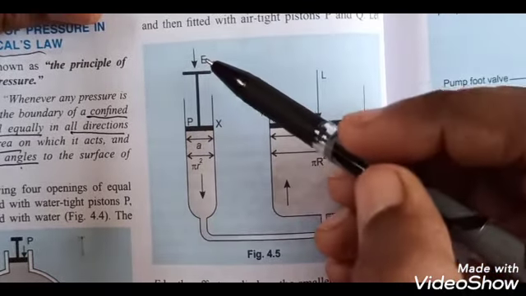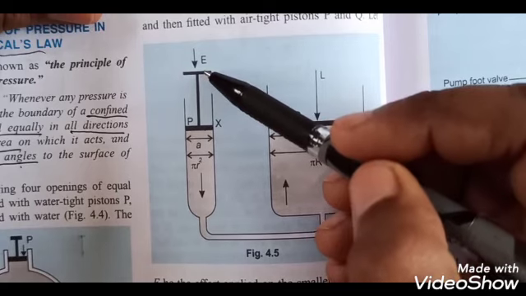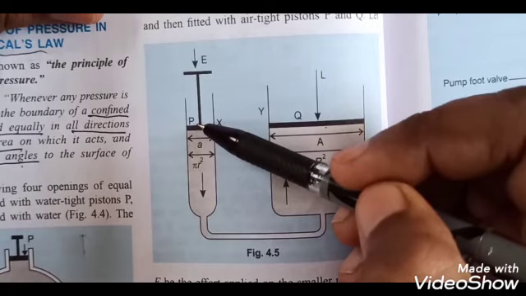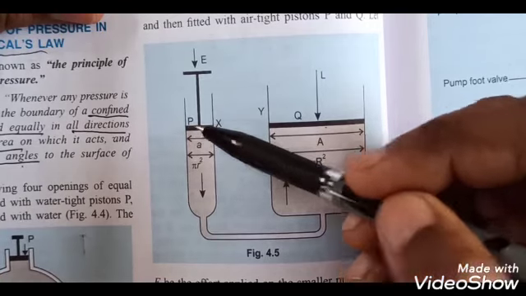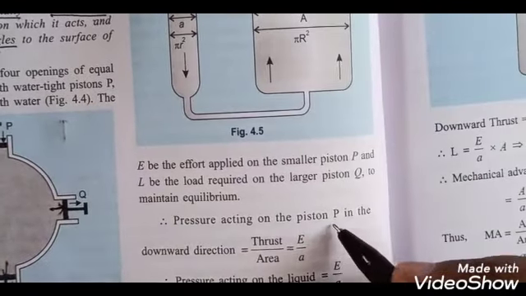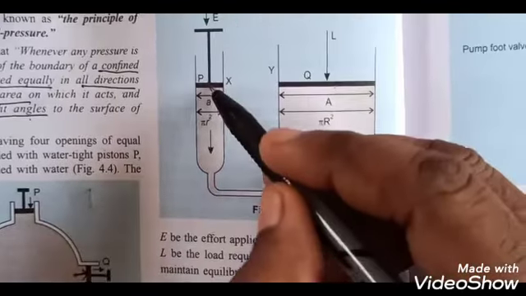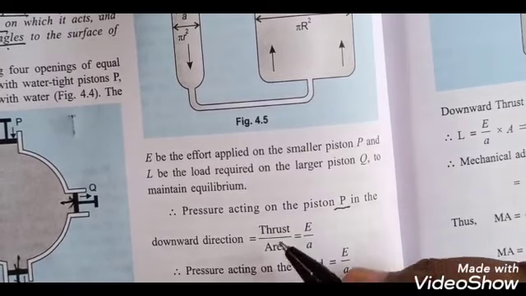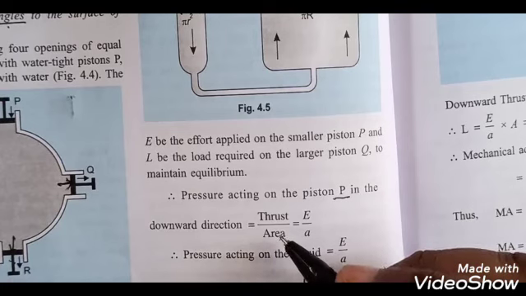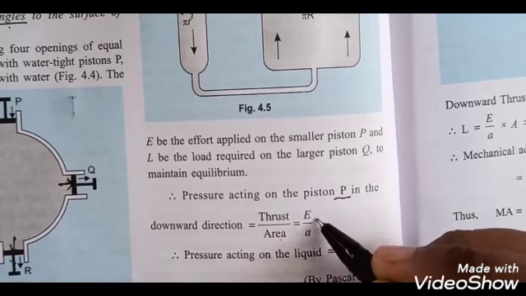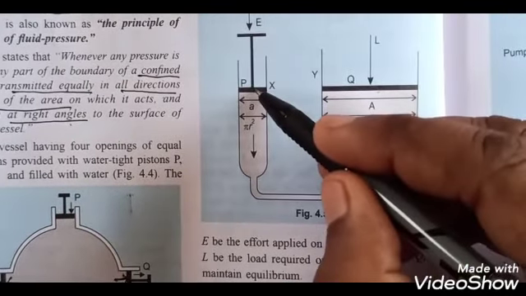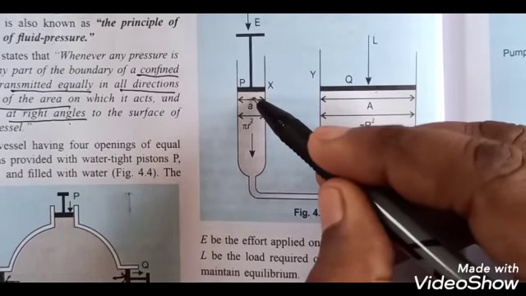Now E is the force acting on this piston. We apply force E on the piston. E is the effort applied, the force applied, right? When we apply force E on the piston, what is the pressure acting on piston P? Pressure is equal to force divided by area. And what is the force? E. So the pressure is E by small a. This is the force acting at the piston.